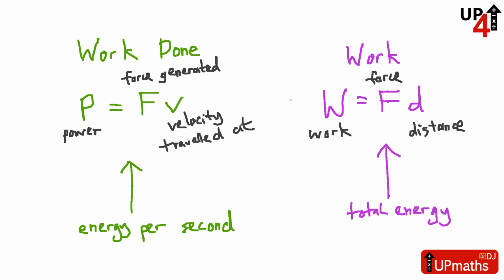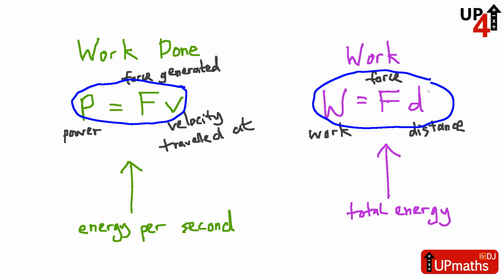Here's just a couple of common-ish equations which you might see, and I find them quite confusing. I know a lot of my students find them confusing. P equals Fv. This is work done, so power is force generated times the velocity travelled at. Work is force times distance. It's like, wait, what? Is that the same thing? Because they both say work?